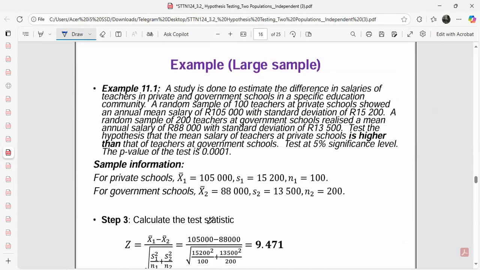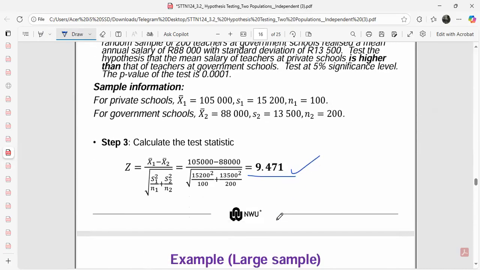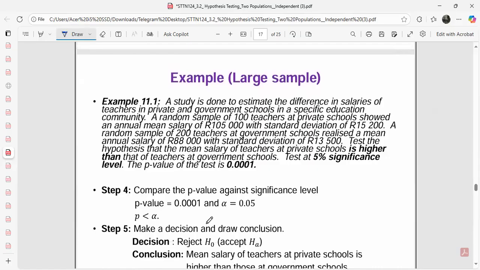Step number 3, you substitute your values. The values you saw me highlighting, x bar 1 and so on, and then you get the test statistic. Step number 4, you compare the p-value with the level of significance. P-value is 0.0001 and alpha is 0.05. Therefore, p-value is less than alpha. Step number 5, since the p-value is less than alpha, we reject the null hypothesis at 5% level of significance.